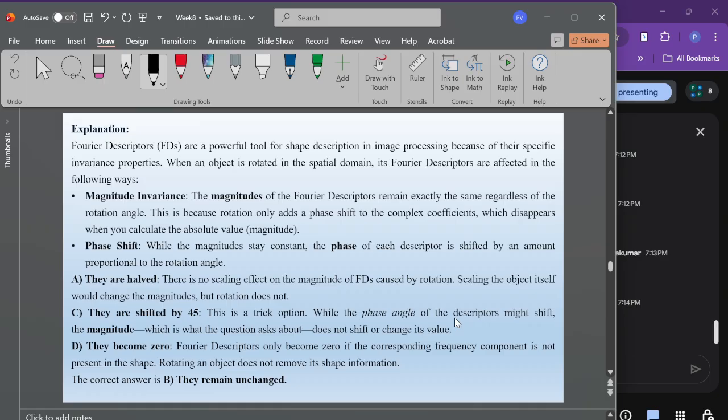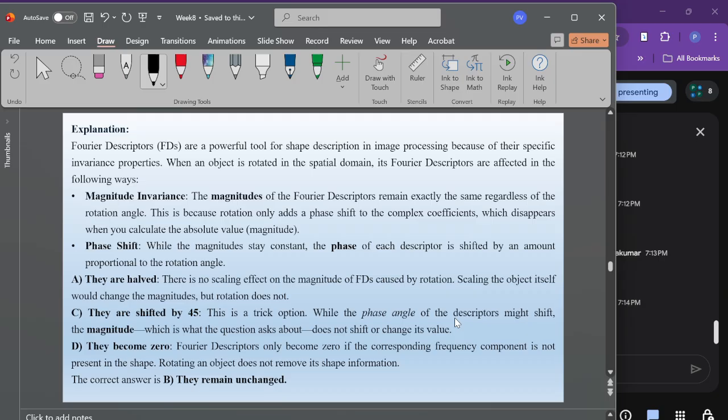the rotation angle. This is because rotation only adds a phase shift to a complex coefficient, which disappears when I calculate the absolute magnitude. Okay. And another one is the phase shift. While the magnitude stays constant, the phase of each descriptor is shifted by an amount proportional to the rotation angle. Okay, so here are the options that are given.